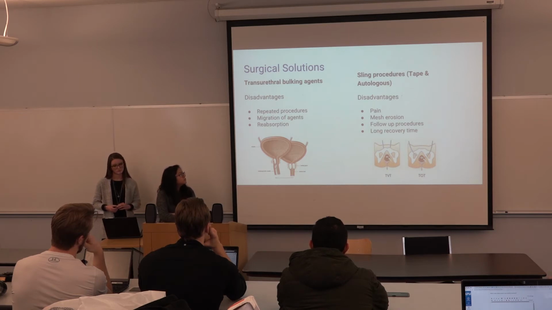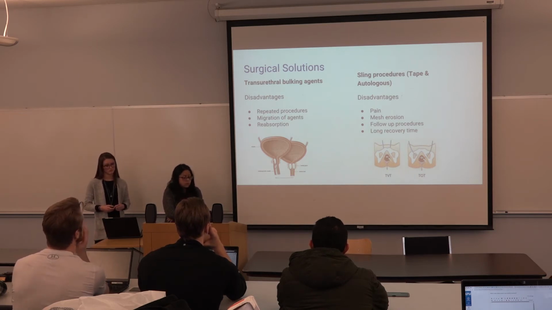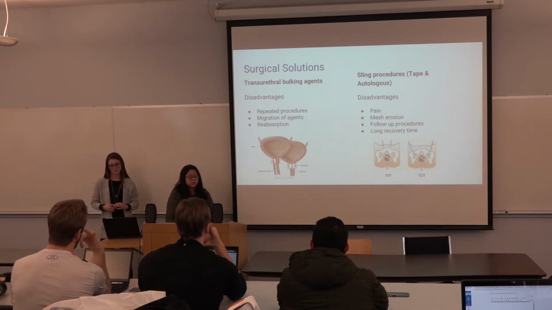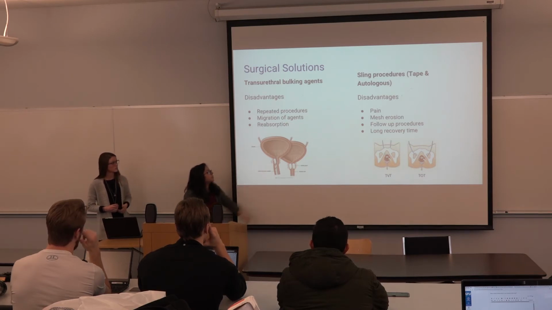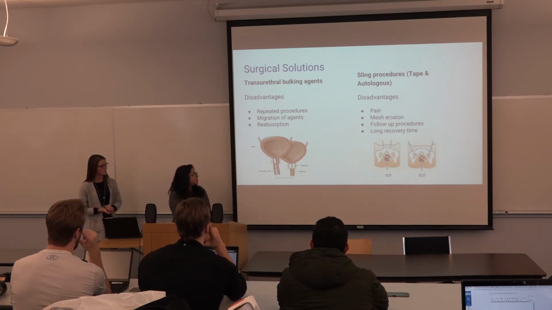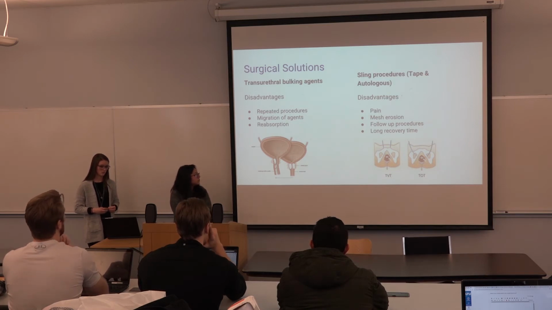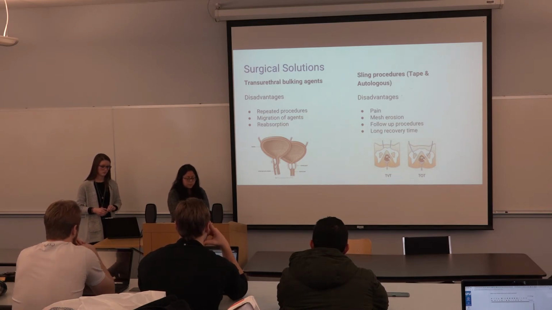One of the surgical solutions is a method known as transurethral bulking agents. This method uses an endoscope and a needle to insert allogenic, xenogeneic, or autogeneic material, which is just a fancy term for coming from the body or from other sources such as animals or other people, into the urethral walls. This is to prevent any unwanted urine from going through the urethra.